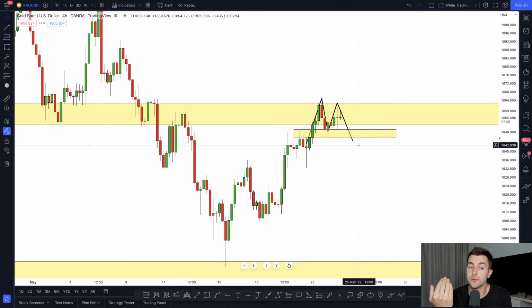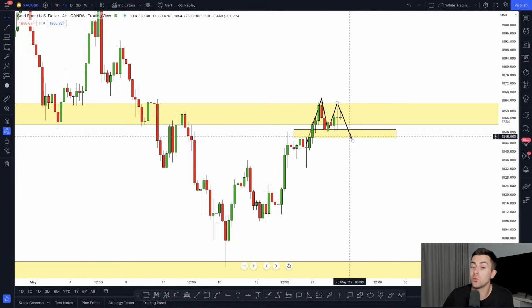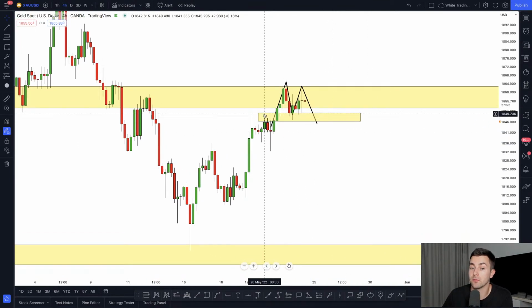So for those who want to short gold, I strongly recommend waiting for a bearish breakout of that horizontal neckline right here. You can see that here we have quite strong intraday structure support. And that support should be broken to the downside first before we sell.